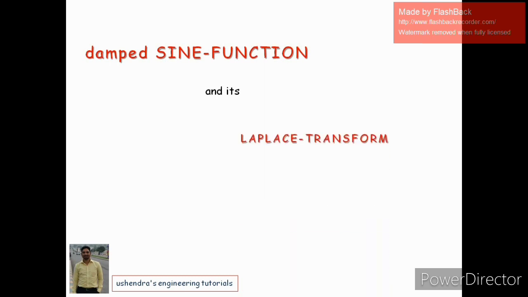In this video, it's a damped sine function and its Laplace transform. So the question is, what's a damped sine function? When the sine function is multiplied with e raised to some exponential, a positive or negative exponential, such a resultant function is known as a damped sine function.